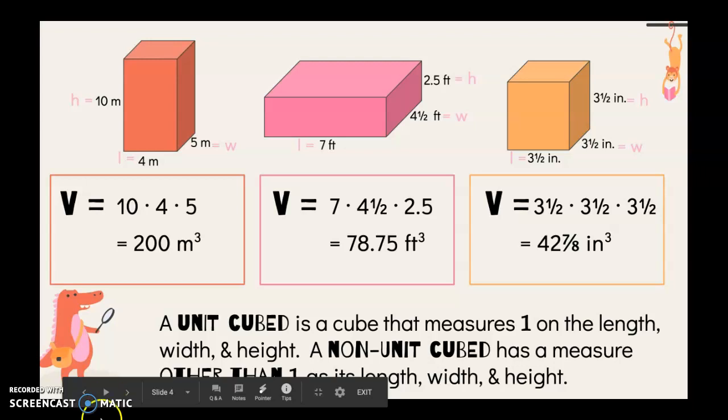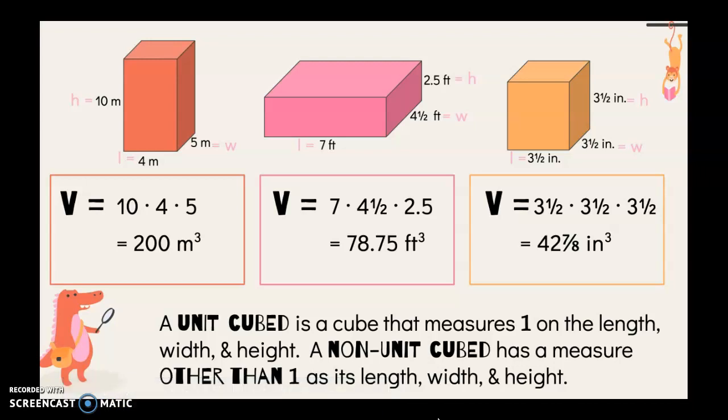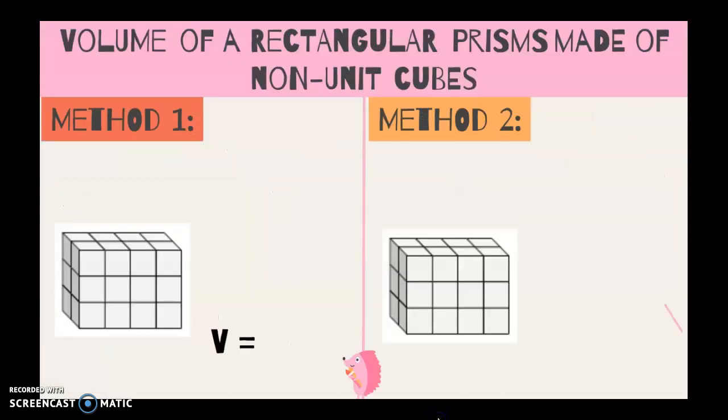A unit cube is a cube that measures 1 on the length, width, and height. A non-unit cube has a measure other than 1 as its length, width, and height. We'll look at this next slide and you'll get an idea what I mean. So, the volume of a rectangular prism made of non-unit cubes, meaning those cubes don't have a side length of 1, they have a different value.